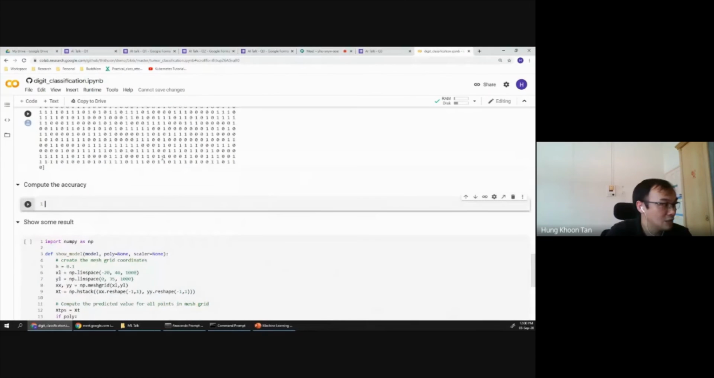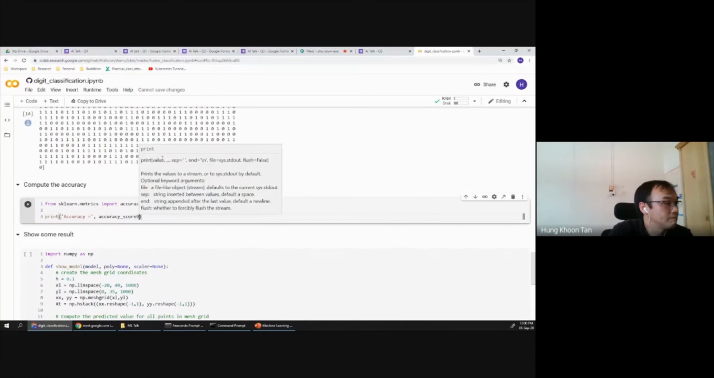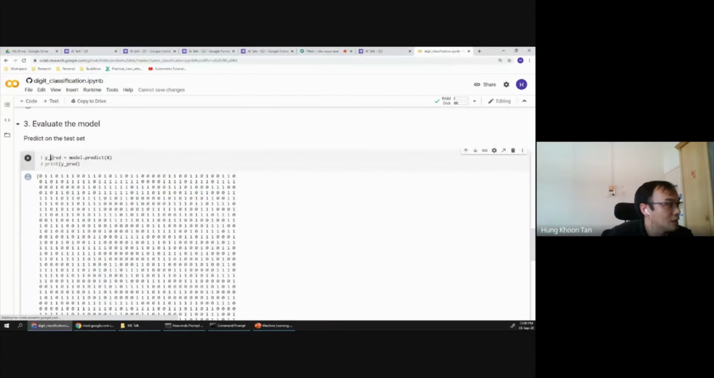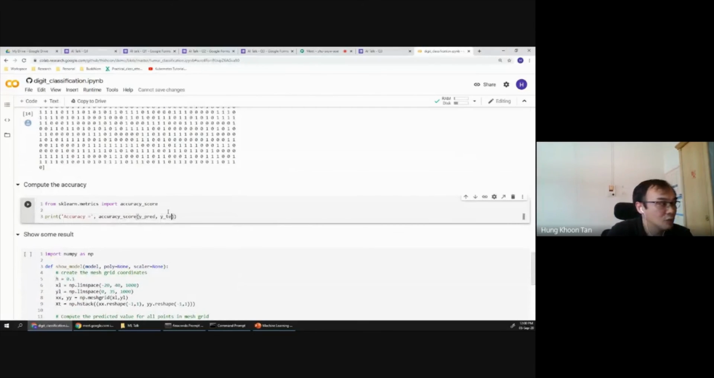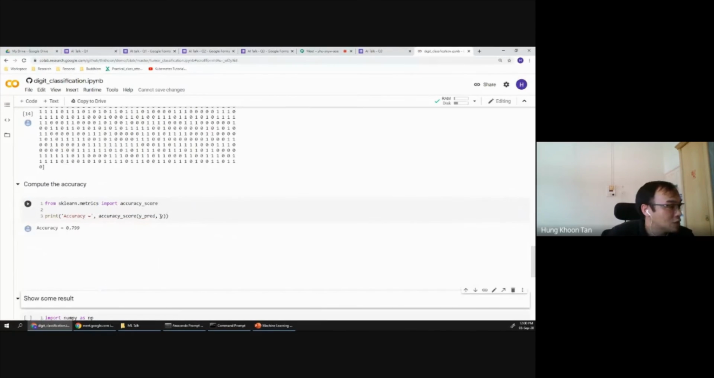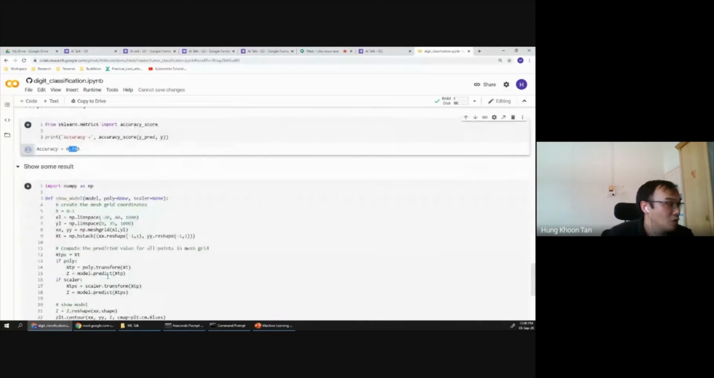So to do that, again, I need to import a library called accuracy score. And what you do is you just print for this function. Then you throw in the values, which are y predict, the predicted value, and y test, which is the real value of y for all the samples, and then you get that the accuracy is around 80%. Okay, meaning that 80% of the samples are being modeled correctly.